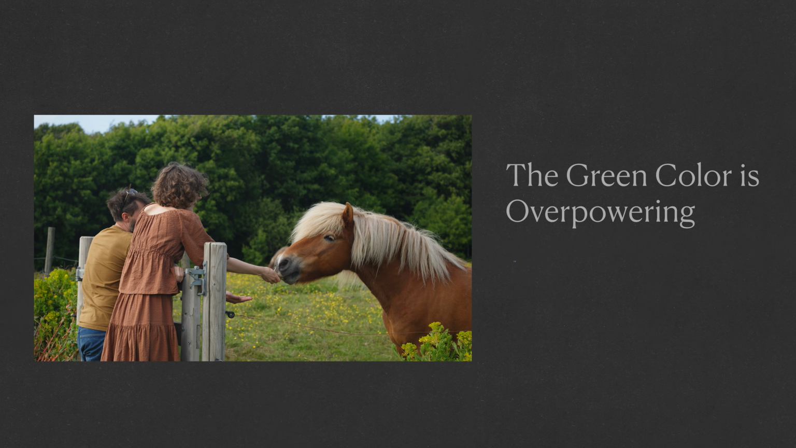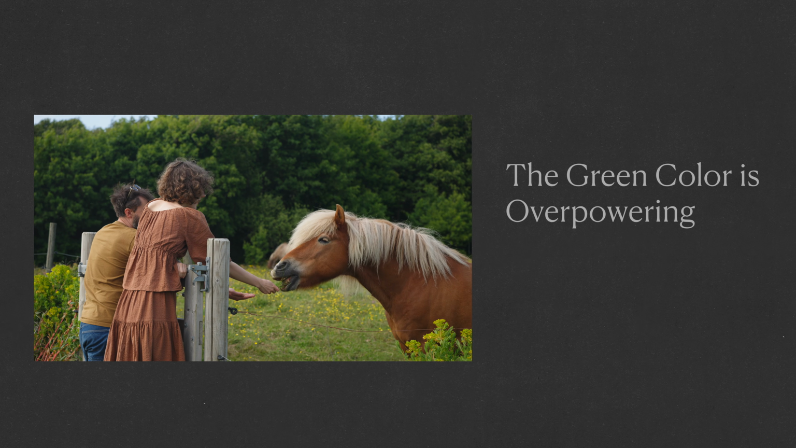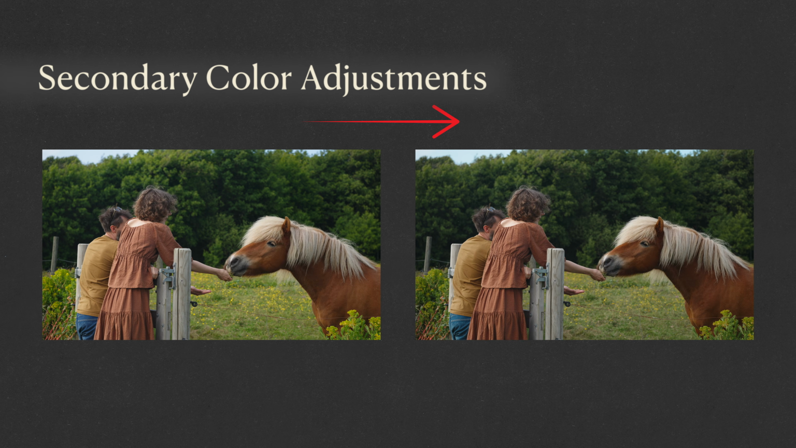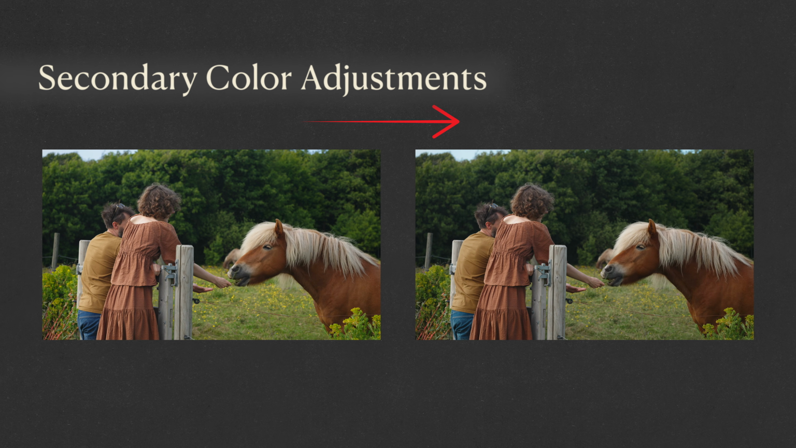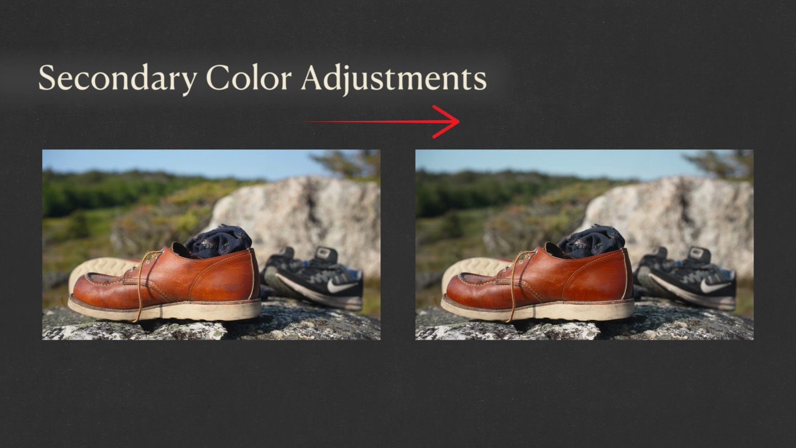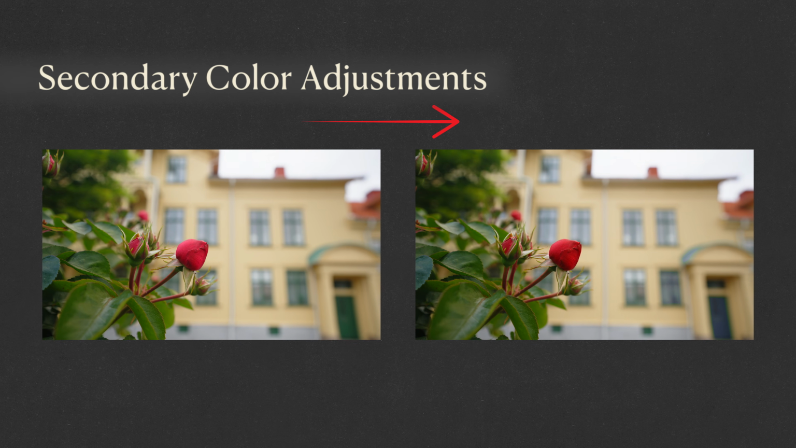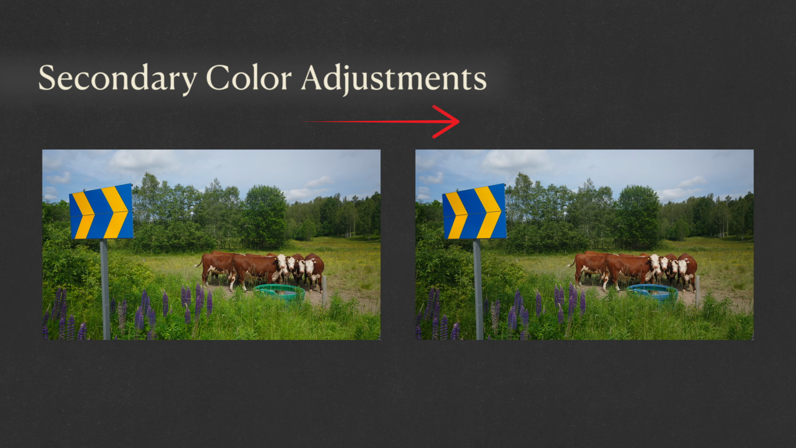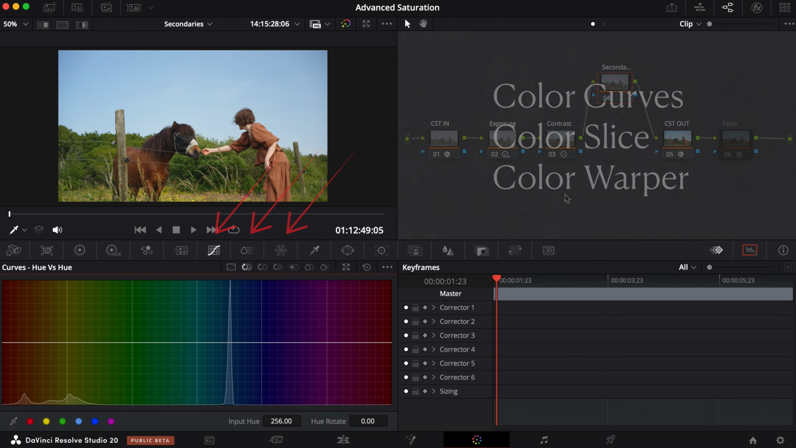Before we move on to the creative grading stage, there's often one more layer of refinement: secondary color adjustments. These are targeted and subtle tweaks to refine individual hues, adjust color relationships, or fix small imbalances that weren't obvious earlier. DaVinci Resolve happens to provide several simple, yet highly effective and intuitive color tools.